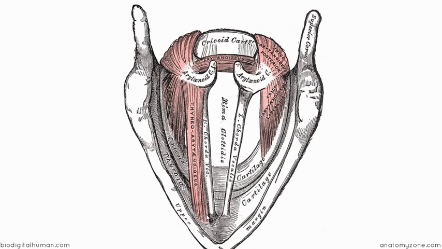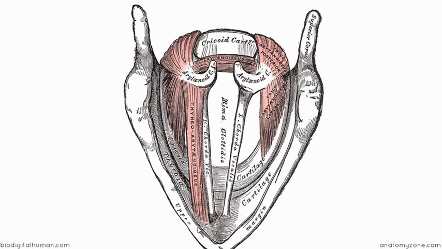So remember, we looked at the cricothyroid muscle, which could stretch the vocal ligament and thereby produce higher pitched sounds. The thyroarytenoid muscle, when it contracts, brings the arytenoid cartilage closer to the thyroid cartilage, and this results in a slackening or a loosening of the vocal ligaments, and this produces lower pitched sounds.